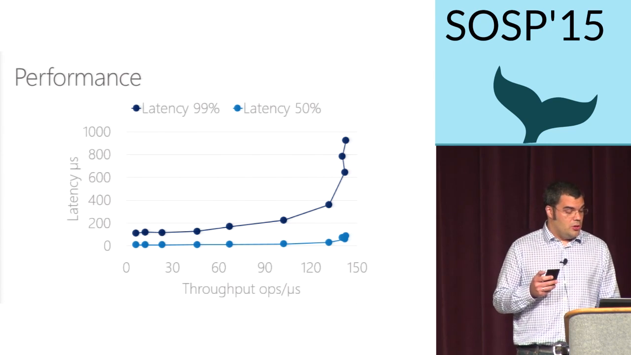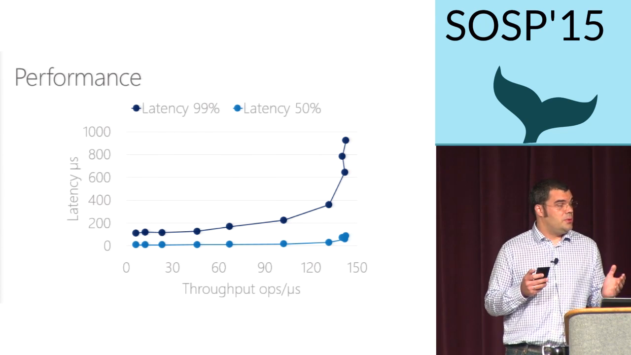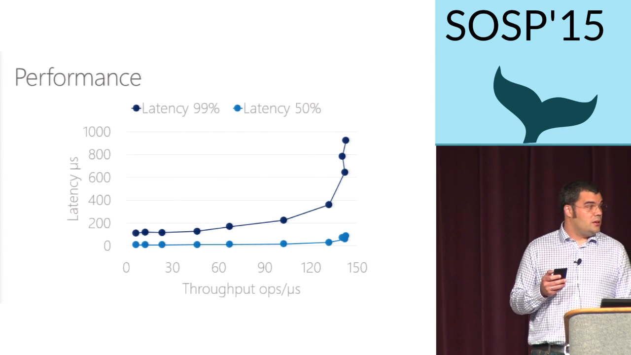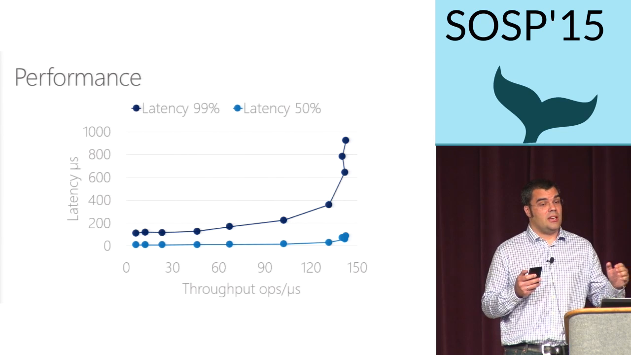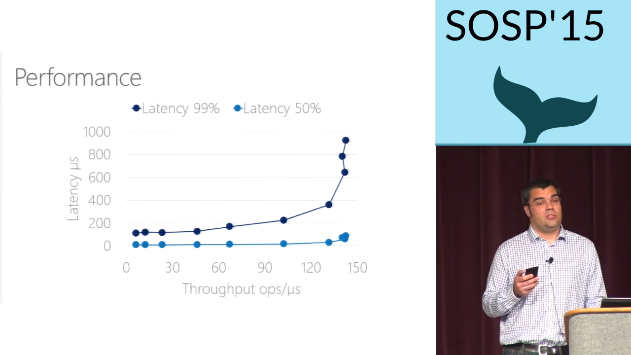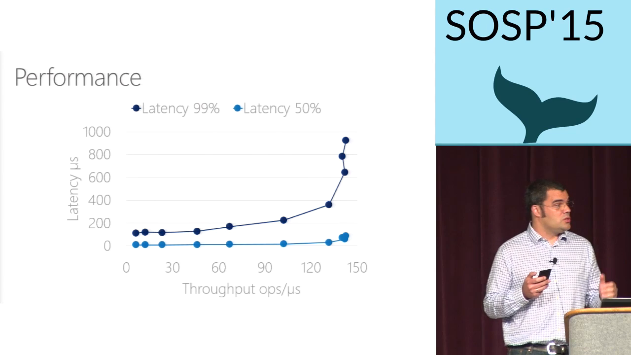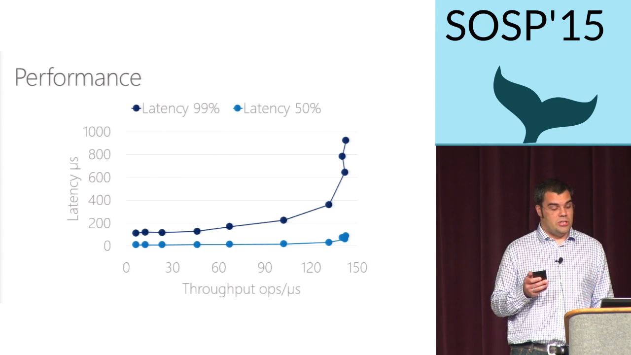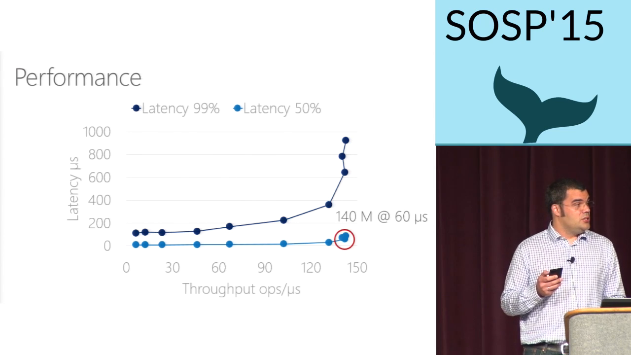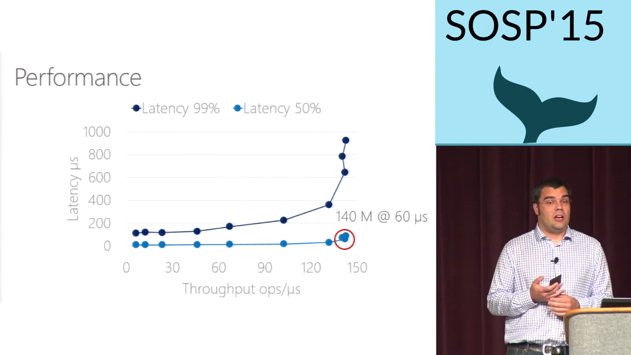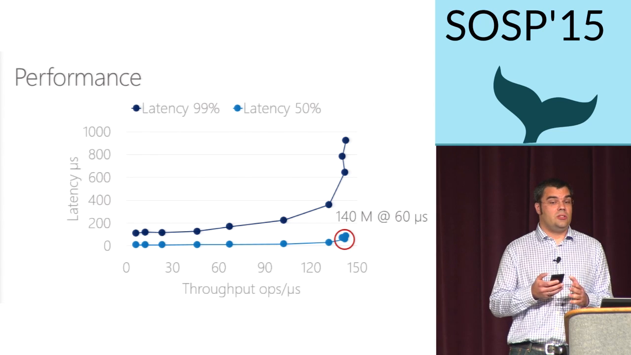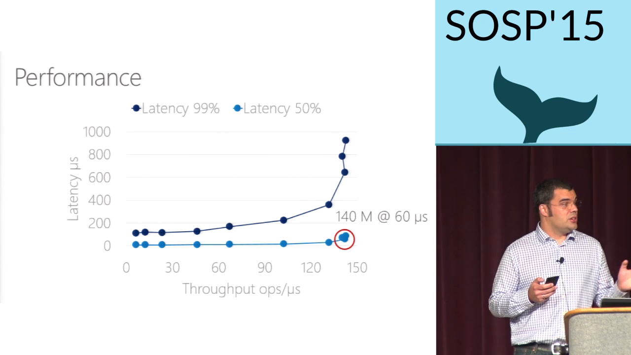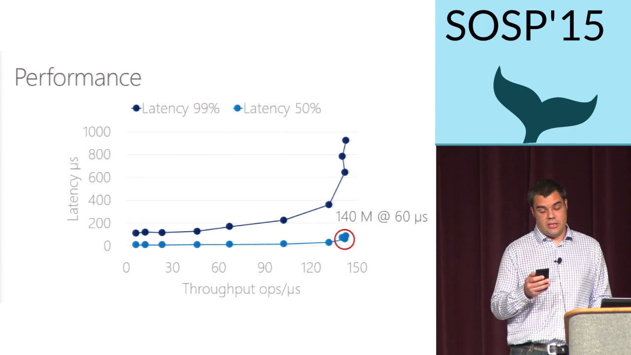First, I'm going to show you the performance in the normal case operation when there are no failures. I'm showing here the throughput latency curve. The x-axis shows millions of operations committed per second, and the y-axis shows latency in microseconds. I'm showing you the median and 99th percentile latency. As you can see, we are able to commit about 140 million transactions per second, so this is the maximum throughput we are seeing. And at that point in the curve, the latency is 60 microseconds.